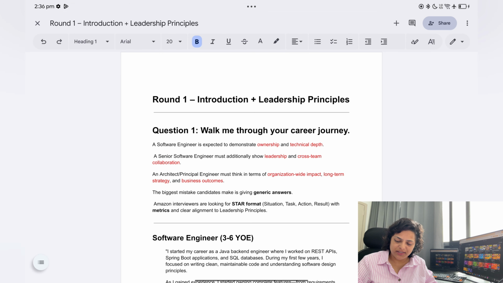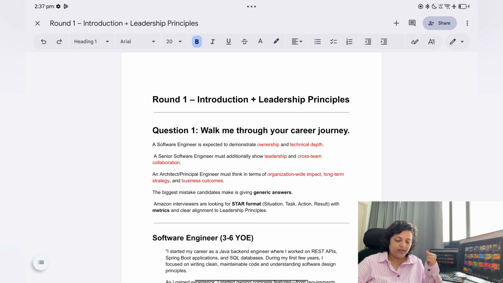Hey guys, so let's discuss round one from Amazon, which will be your introduction plus leadership principle round. Here we will be discussing around 11 questions where you will introduce yourself, and then you will include leadership principles into your answers, or the STAR method, let's say.